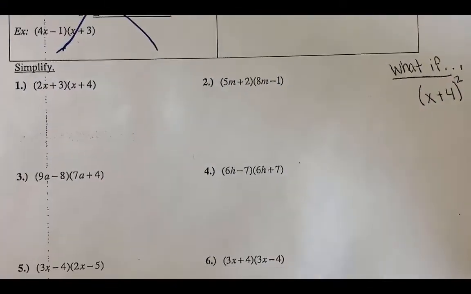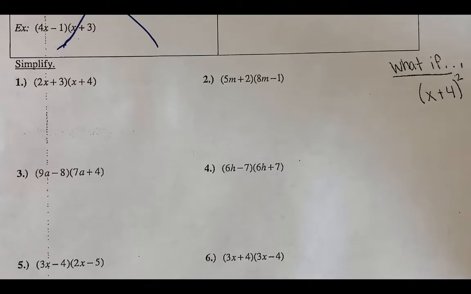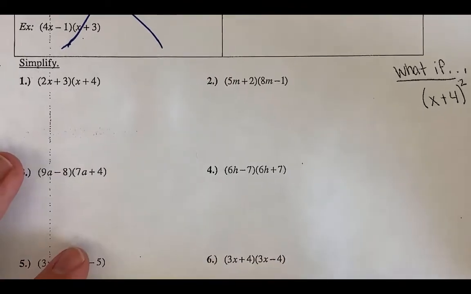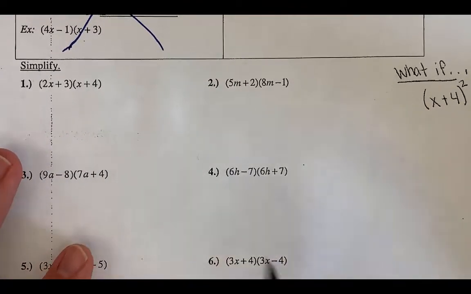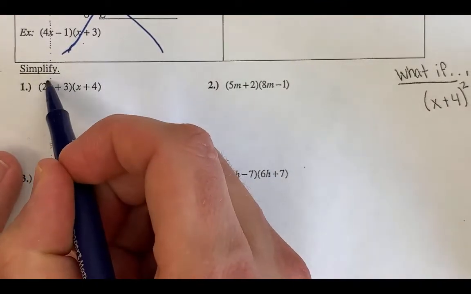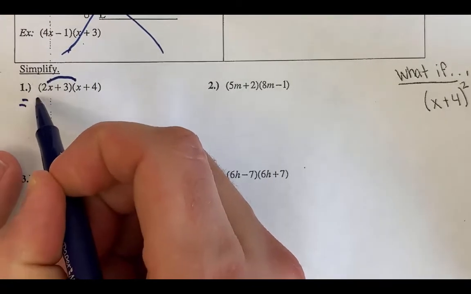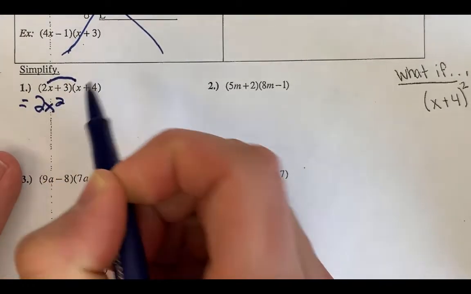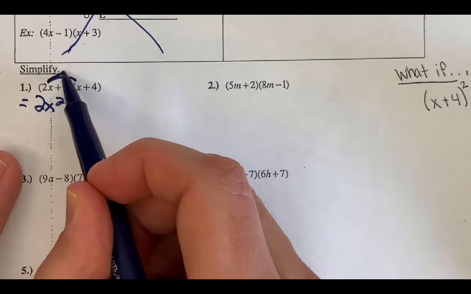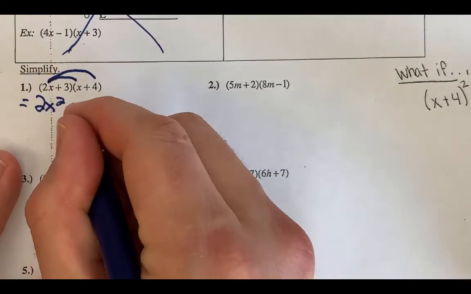Let's do some examples here. I'm not going to do all of these for you. I'm going to do a few of them, and then you should try some of them and check your answers. So let's do the first one here. Again, we're thinking about the distributive property, so I start with the first term, which is 2x, and I'm going to multiply it by x. That will give me 2x squared. And then I need to distribute it to the other term, so 2x times 4. That's 8x.